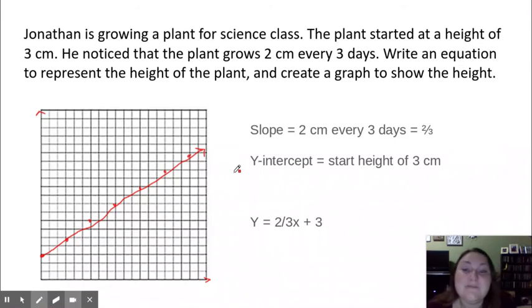Now, there's one thing that's still missing on my graph. Do you have an idea of what that might be?